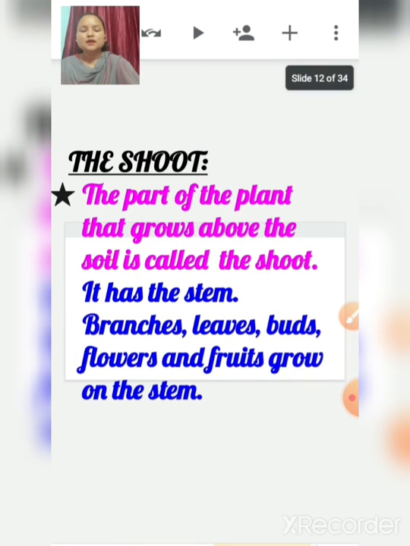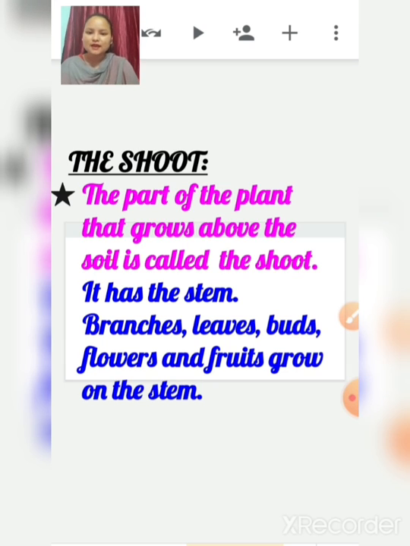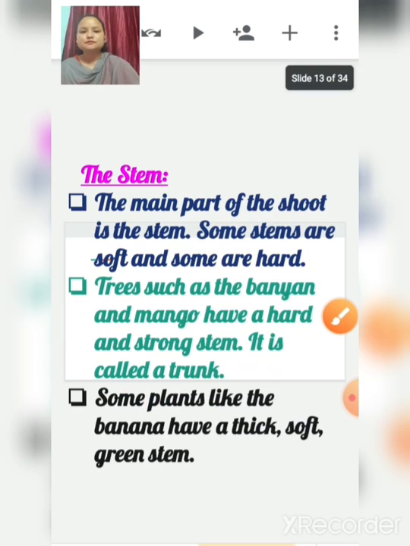Okay? Then shoot. The part of the plant that grows above the soil is called the shoot. Above the soil, okay? That is, we can see the shoot, that is stem you can see, flower you can see, bud you can see, right? Leaves you can see. So it has the stem on which branches, leaves, buds, flowers and fruits grow. All these grow on the stem, okay? Stem is the main part of the shoot.